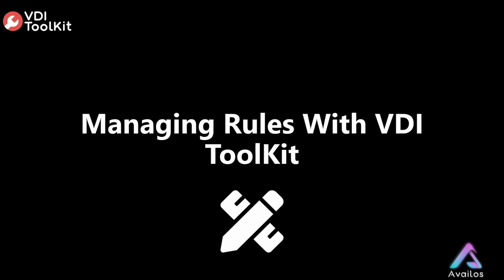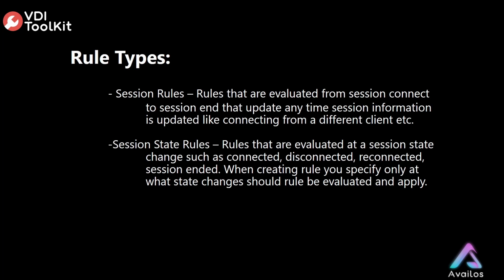In this tutorial, we will be demonstrating how rules work with the VDI toolkit. First, let's talk about the different rule types. There's two of them. First, we have session rules, which are rules that are evaluated from session connect to session end, that update anytime session information is updated, like connecting from a different client, etc.